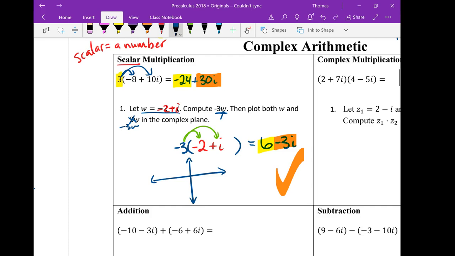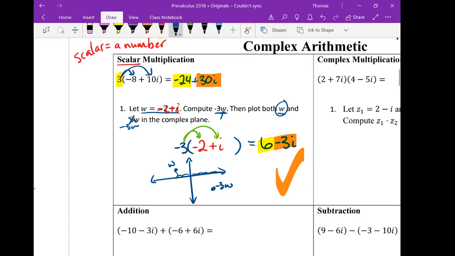I'm plotting both the w. So w is negative 2 plus i, so I'm going to go 1, 2, positive 1i. So that would be my w right there. And then I'm going to plot negative 3w, which is 6 minus 3i. So 1, 2, 3, 4, 5, 6 minus 3i. 1, 2, 3. So maybe right about there. Negative 3w. So the idea is just to get a basic picture of where these two would be in our plane, and also practicing plotting.